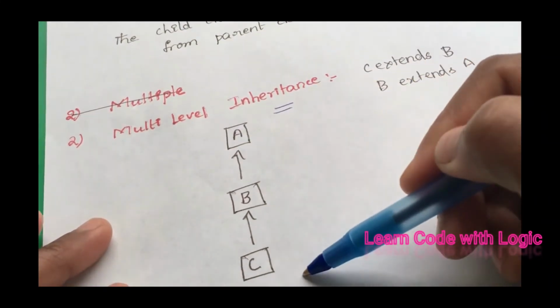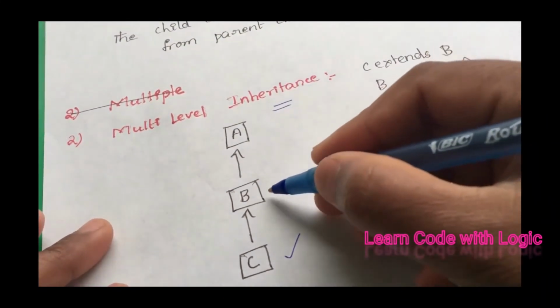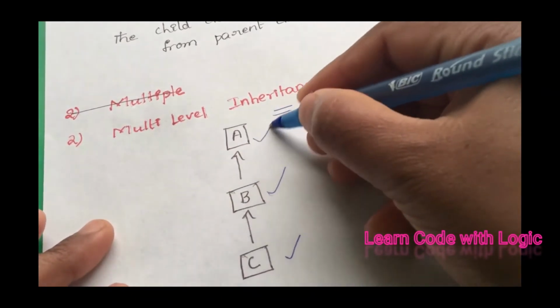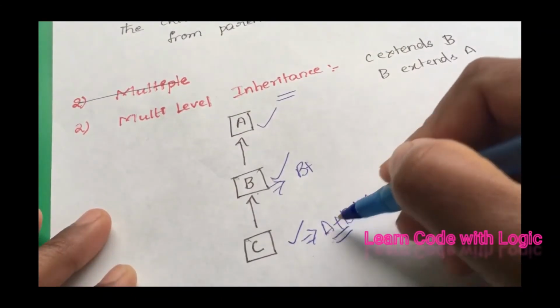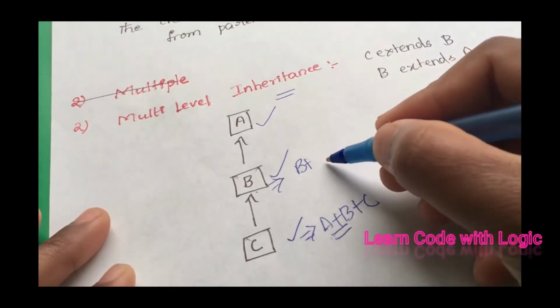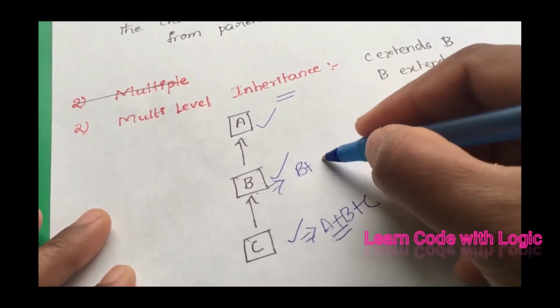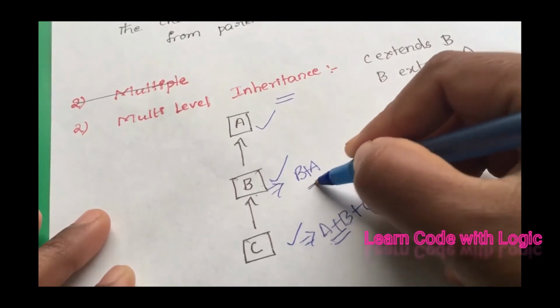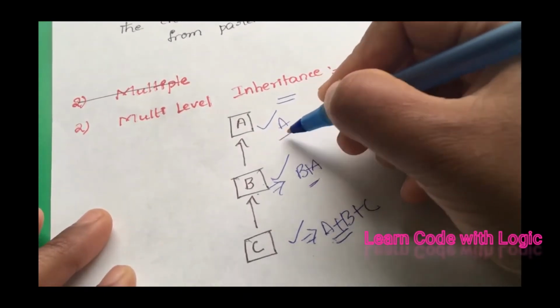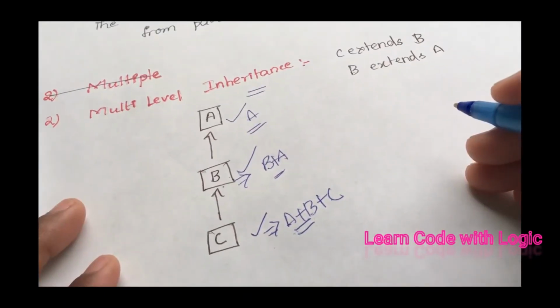In this video, I will talk about what is multi-level inheritance in Java. In our last example, we have seen what is inheritance and what is single level inheritance. The second inheritance is multi-level inheritance. Here you can see there are more levels where C extends B, B extends A. In this case, C can access A, B and C features, meaning methods, B can access B and A features, and A has only A features. This is called multi-level inheritance.